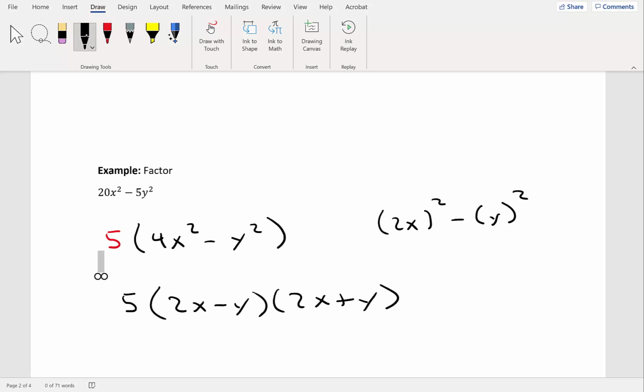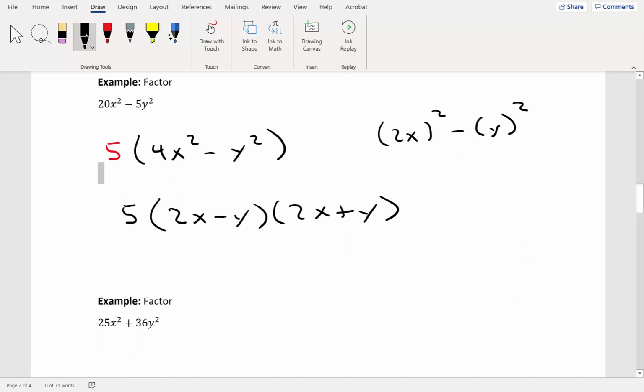Okay. So if you're not able to rewrite the original problem as some term squared minus some other term squared, check and see if there's a GCF first. If there is, factor that out. And then go ahead and see if you could rewrite it as a term squared minus another term squared.